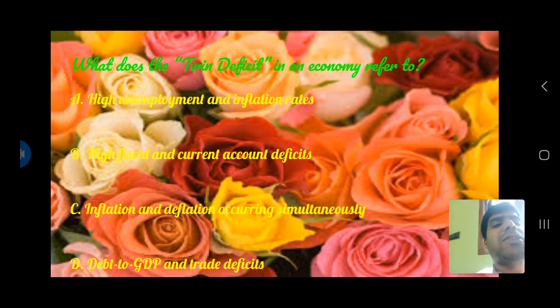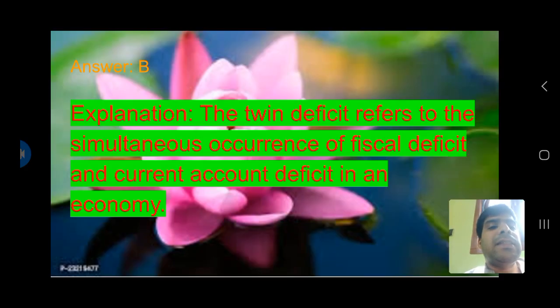And the next question is, what does the twin deficit in an economy refer to? And the options are high unemployment and inflation rates, high fiscal and current accounts deficits, inflation and deflation occurring simultaneously, debt to GDP and trade deficit. And the correct answer is option B. The twin deficit refers to the simultaneous occurrence of fiscal deficit and current account deficit in an economy.